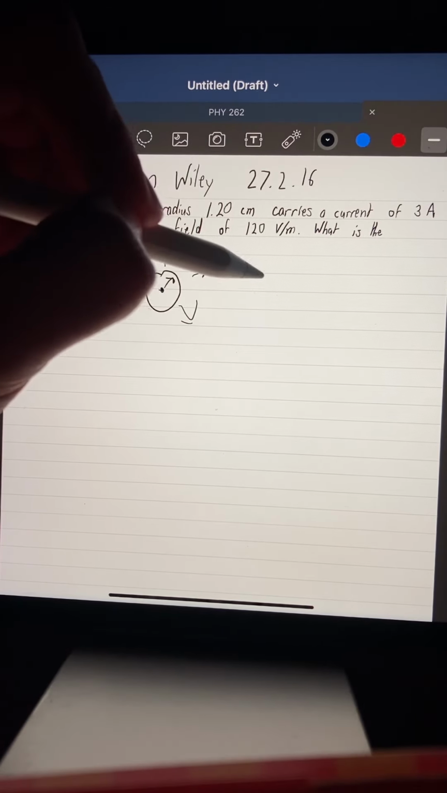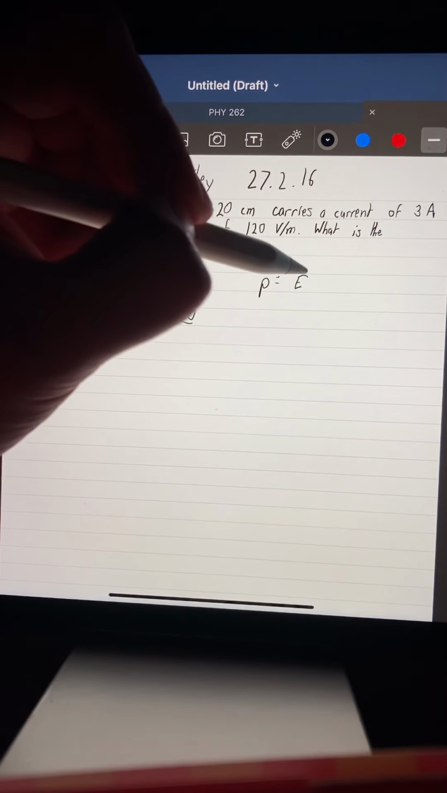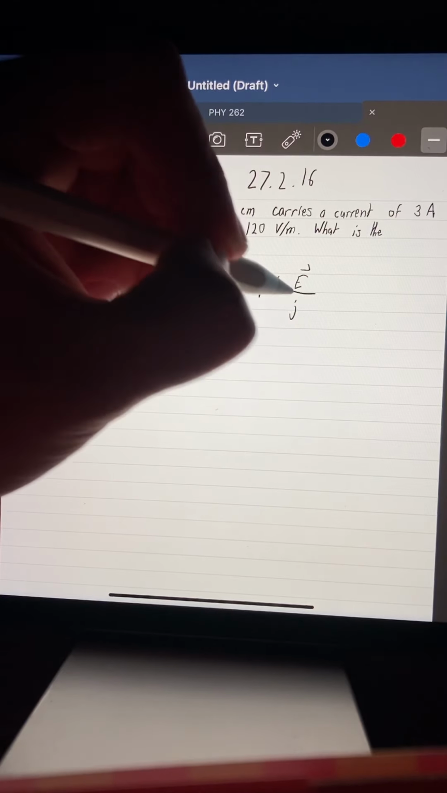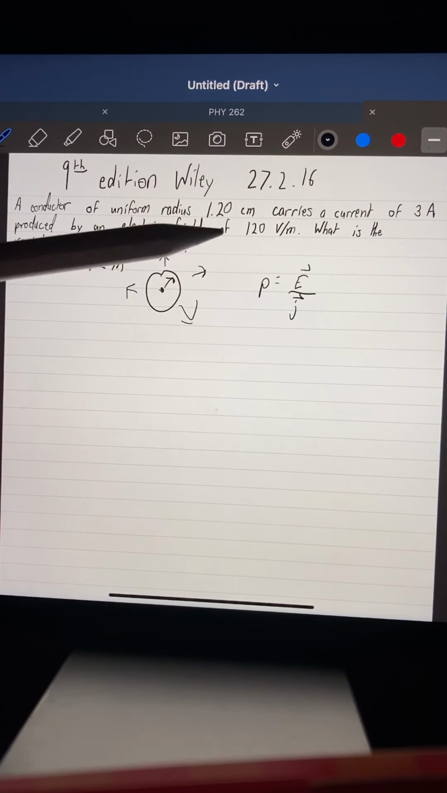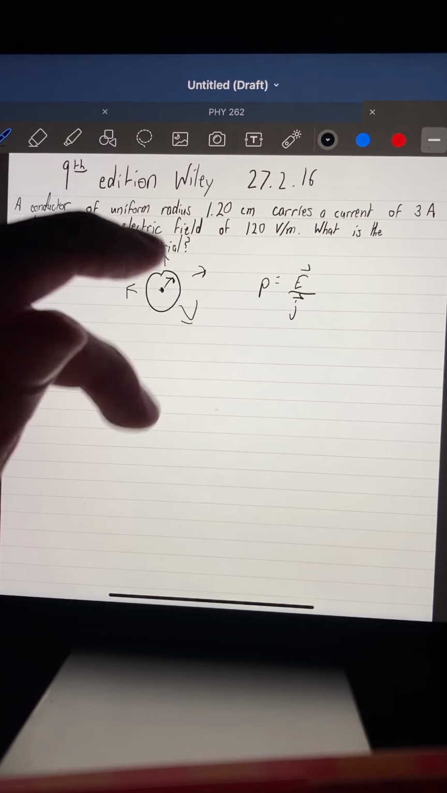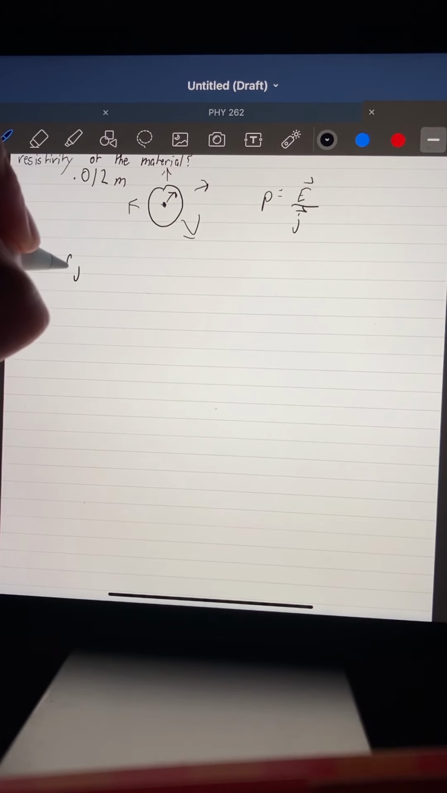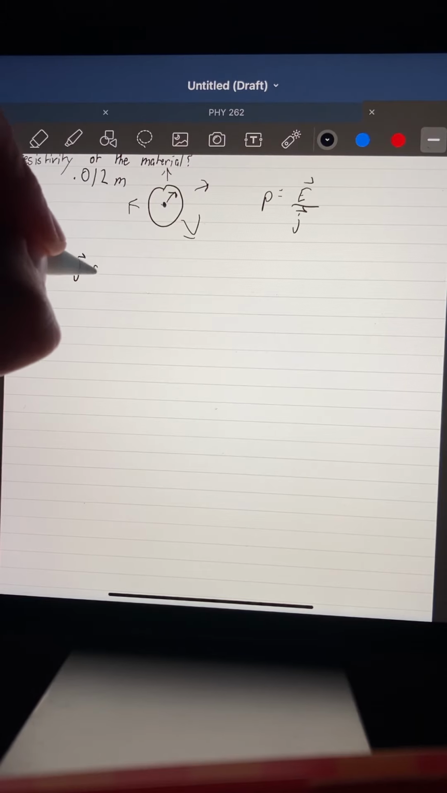We know that resistivity is the electric field divided by the current density vector. Now we do have the electric field, but we do not have the current density vector. So we're going to have to find that too. And we know that the current equals the integral of the current density vector times dA.